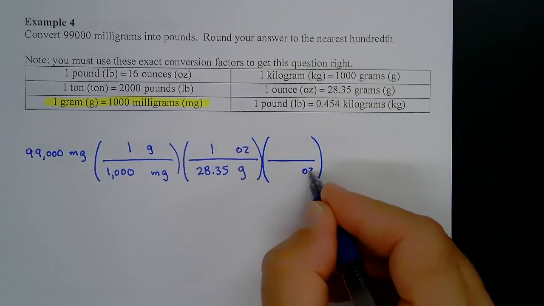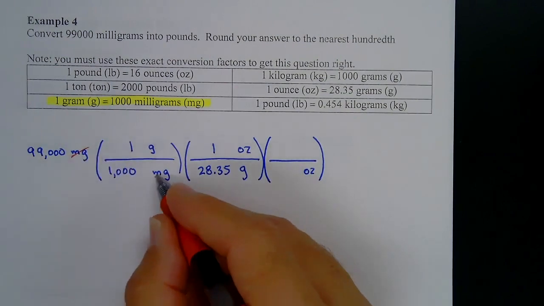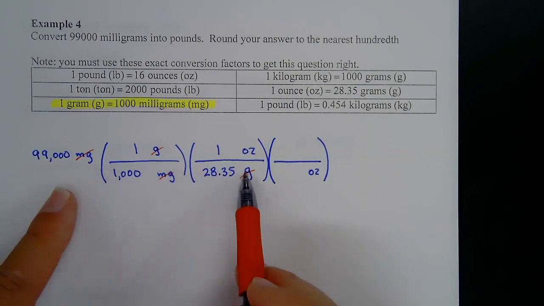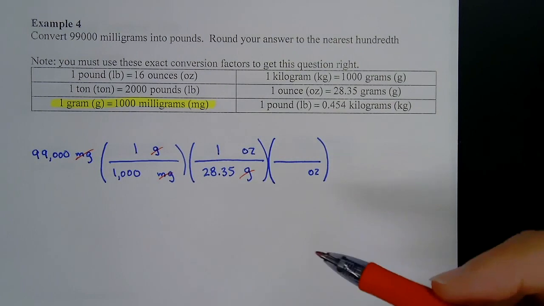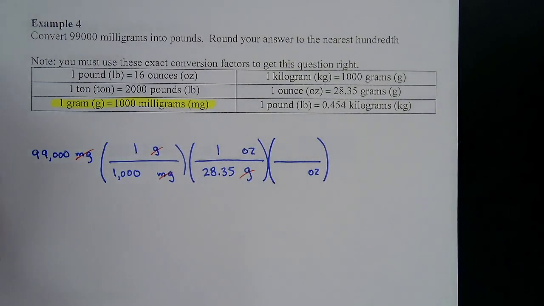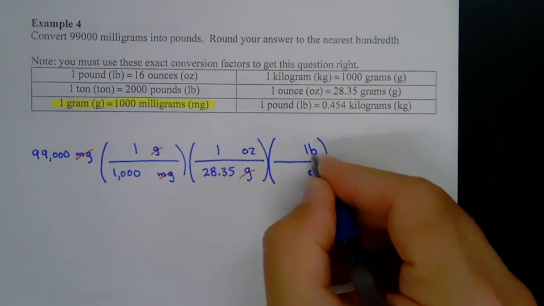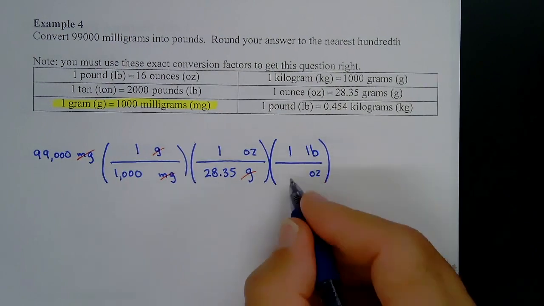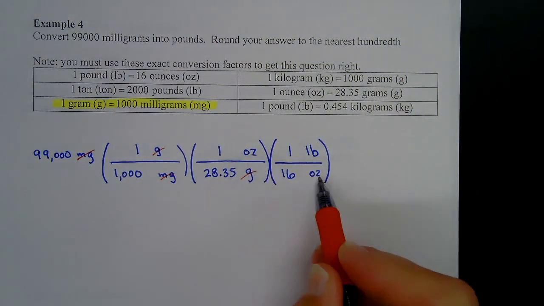So now I want ounces on the bottom because if I do this, my milligrams cancel, my grams cancel, right? Right now, if I multiply these three together, I'm going to have ounces. Now I want to get rid of the ounces and go to pounds. Well, I know 16 ounces is equivalent to 1 pound, and LB is the abbreviation for a pound. So 1 pound, 16 ounces.